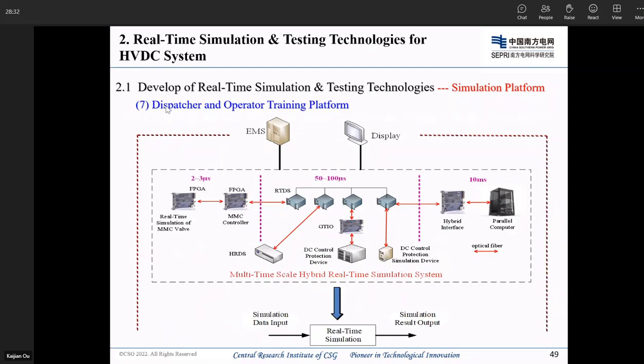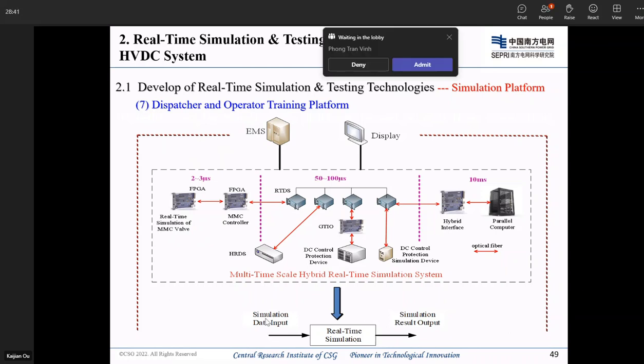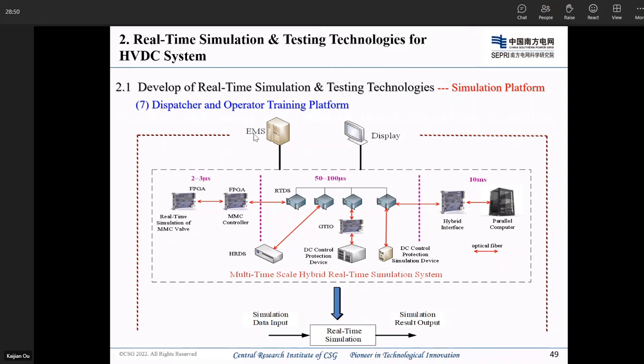And also there's this dispatch and operation training platform for the dispatch center. We also use RTDS to simulate the power system. We have a simulation input and also the output. We have a display of the simulation result, and then use it to train for the dispatch center engineers.